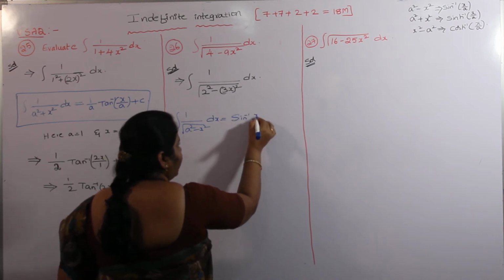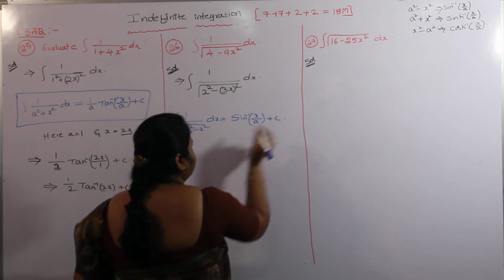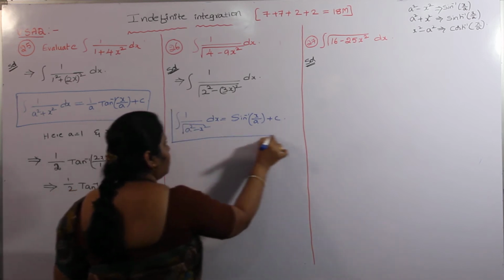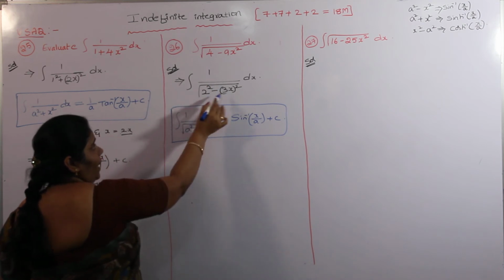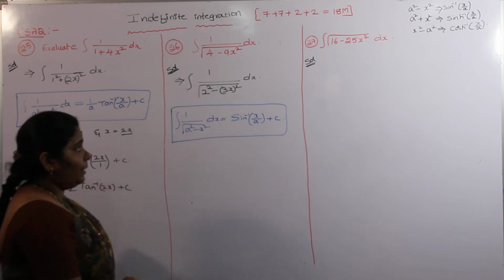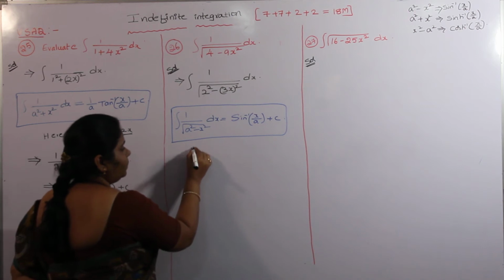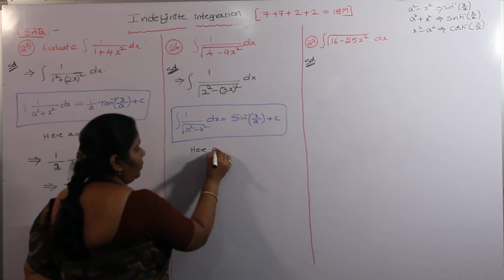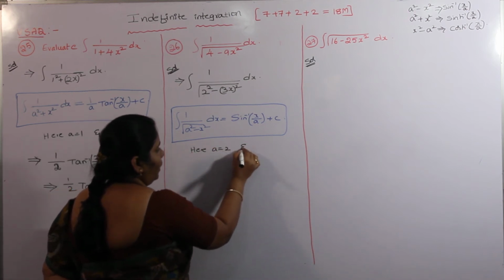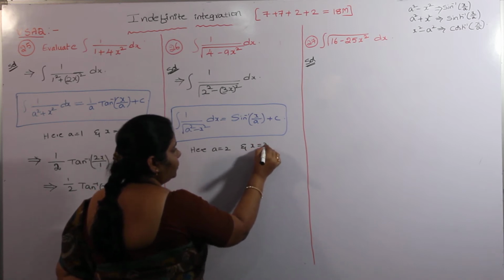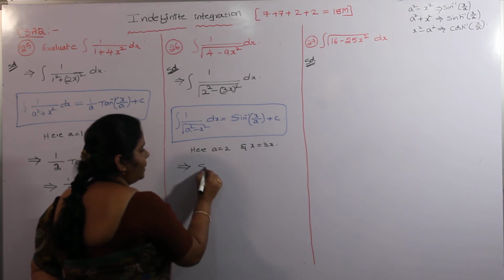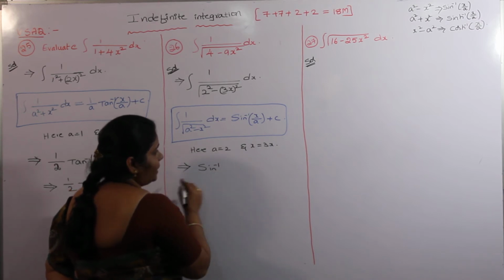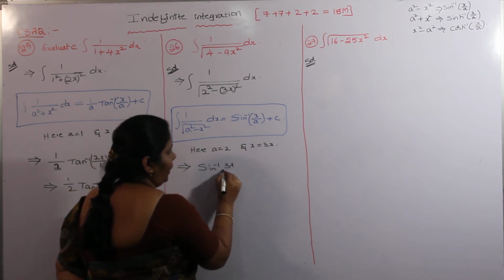Sin inverse x by a plus c. Here in this problem we are applying this formula. This is in the form of root over a square minus x square. Here a is equal to 2 and x is equal to 3x. Apply this formula. That implies sin inverse x is 3x, a is 3x by 2.